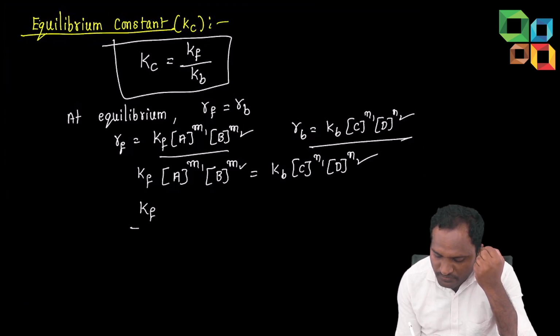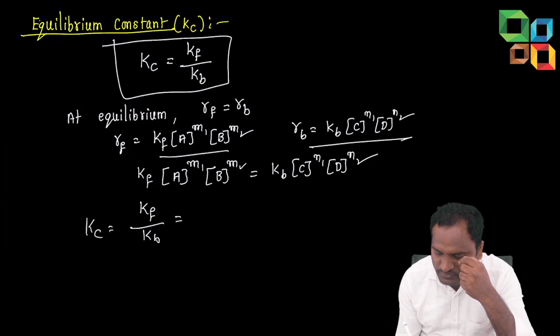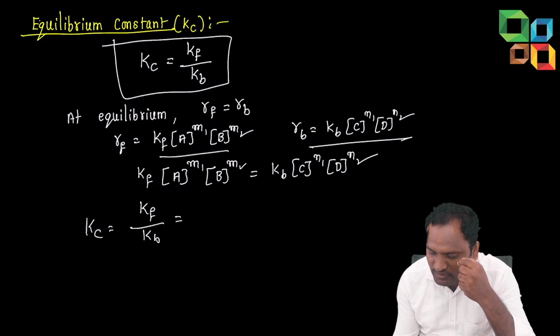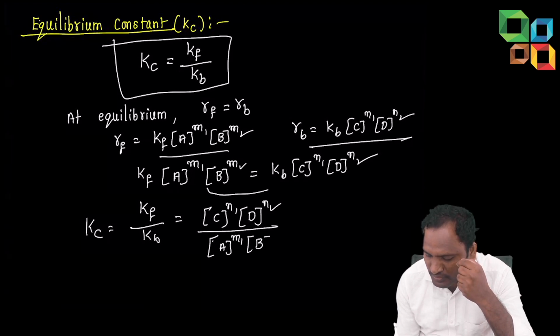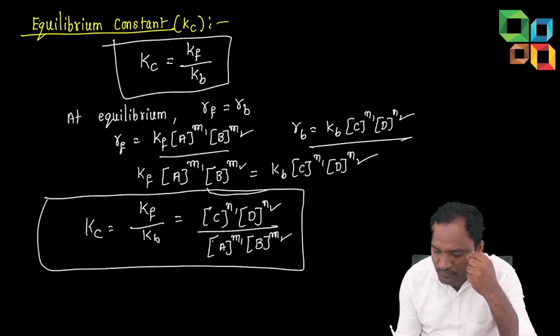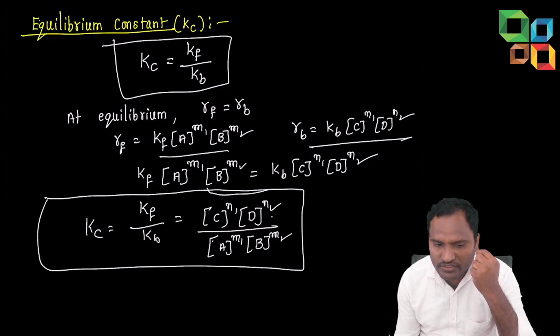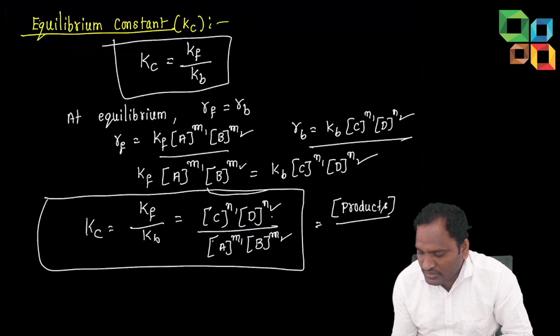Now Kf by Kb is what we want. Kc is equal to Kf by Kb, which means Kb has to come to this side, and this term has to go there. So what we get: concentration of C power n1 into concentration of D power n2, and this term will come to the denominator. From this, what we can say, students, is that the equilibrium constant is nothing but the ratio of the concentration of products to the concentration of reactants. Simply, we can write concentration of products to the concentration of reactants.